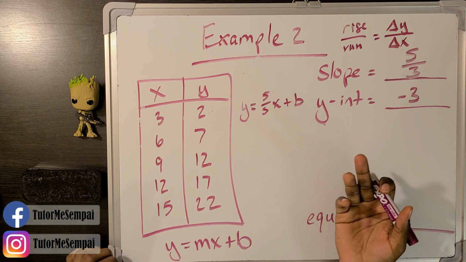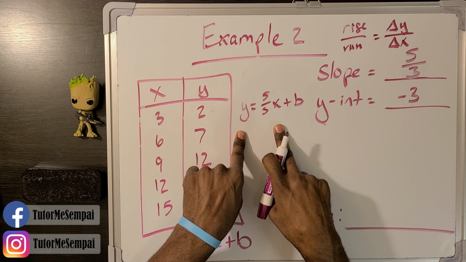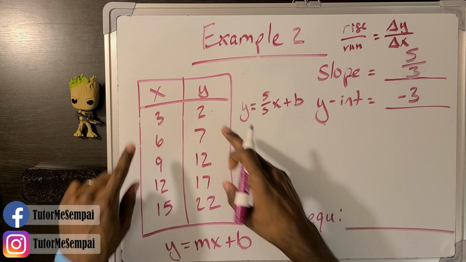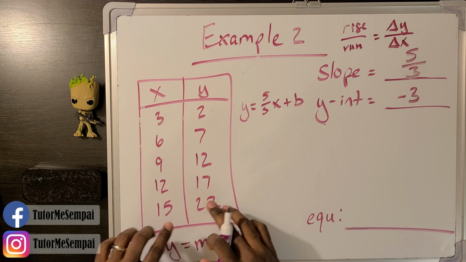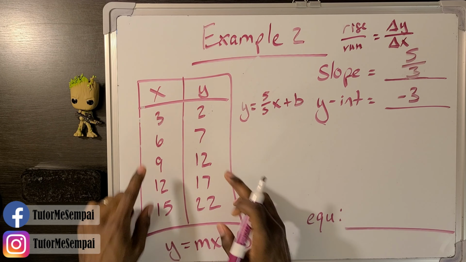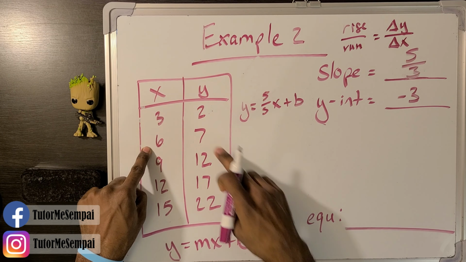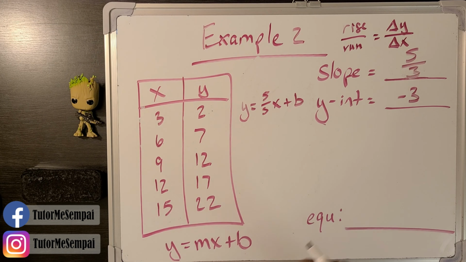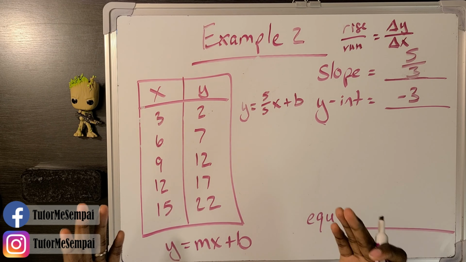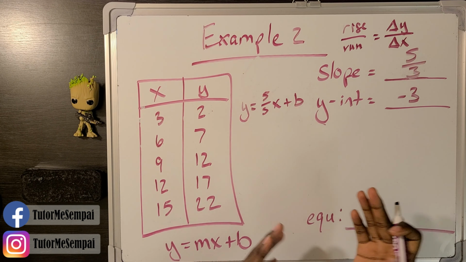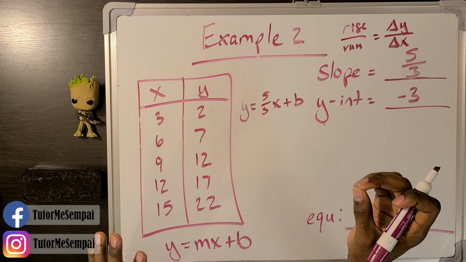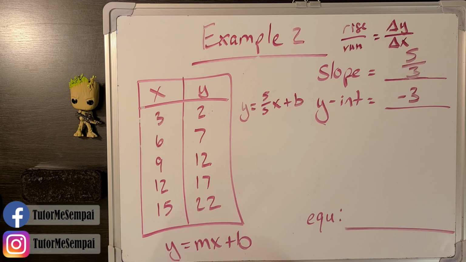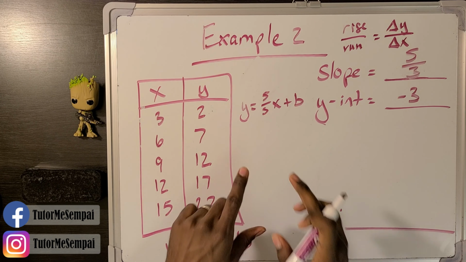And in order to solve for b, we have to fill in a random x and y. Now, when I say random, it's not truly random. I want you to pick a set of points here. Any points, it doesn't matter. You can pick this point, 3, 2, 6, 7, 9, 12, 12, 17, 15, 22. I don't recommend you pick points outside of what they give you because if you happen to find more points, you could be wrong. Your math could be slightly off and you don't want to do extra work based on incorrect math. So stick to the points they give you and plug them in.